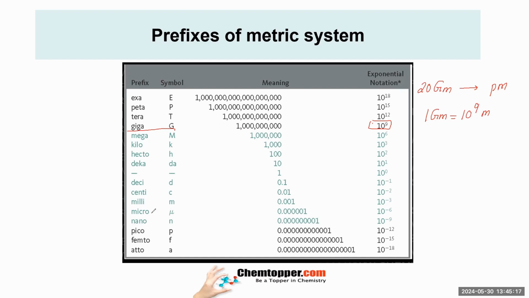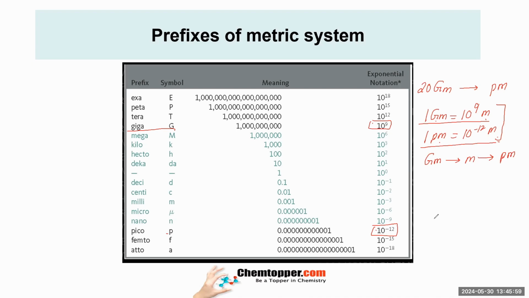And you also know that, now check here. Where is your pico? Pico is here. And you know that 1 picometer is 10 raised to power minus 12 meter. I will use these ratios. I know the relation between gigameter and meter. I know the relation between picometer and meter. So I'll convert my gigameter into meter by using this ratio, then meter to picometer by using this ratio. This is called dimensional analysis.